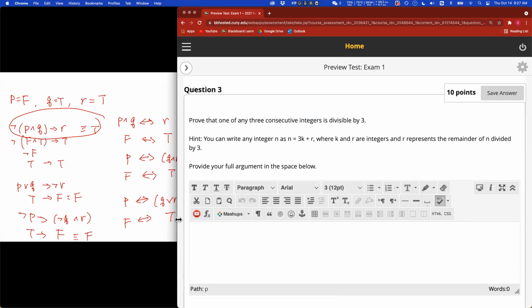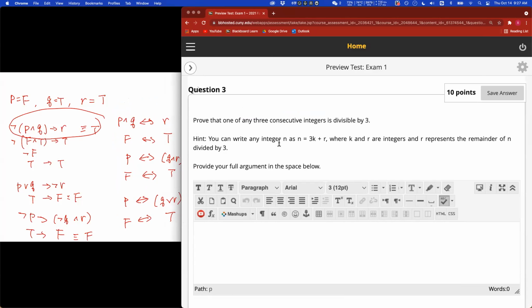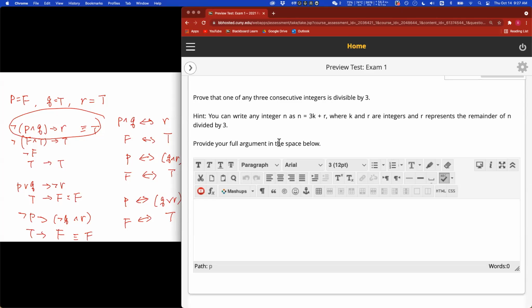Okay, so this is a proof question. It asks you to prove that one of any three consecutive integers is divisible by 3. Right now, I'll give you a hint. You can write any integer as 3k plus r, where k and r are both integers and r represents the remainder of n divided by 3.